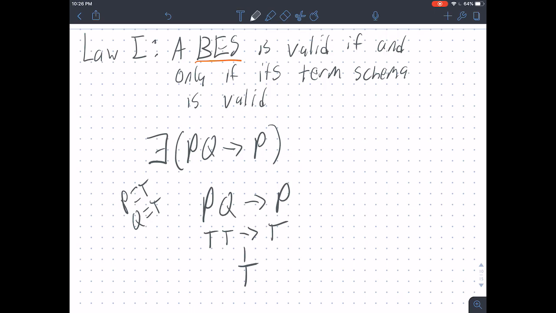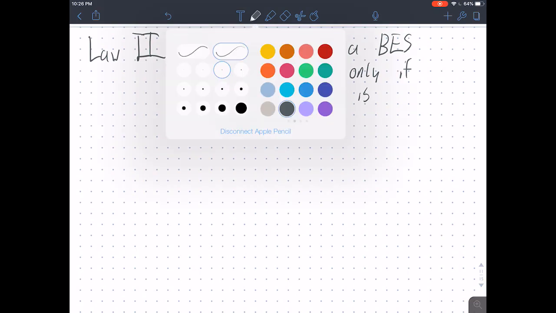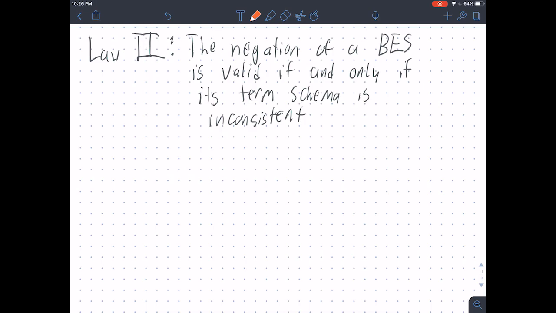Not painful. Okay, so law 2 states that the negation of a Boolean existence schema is valid if and only if its term schema is inconsistent, right? So this one applies to Boolean existence schemata with a negation sign in front of them. So if we wanted to know whether or not this Boolean existence schema, or sorry, the whole thing's a Boolean statement schema because it has the negation sign right there.